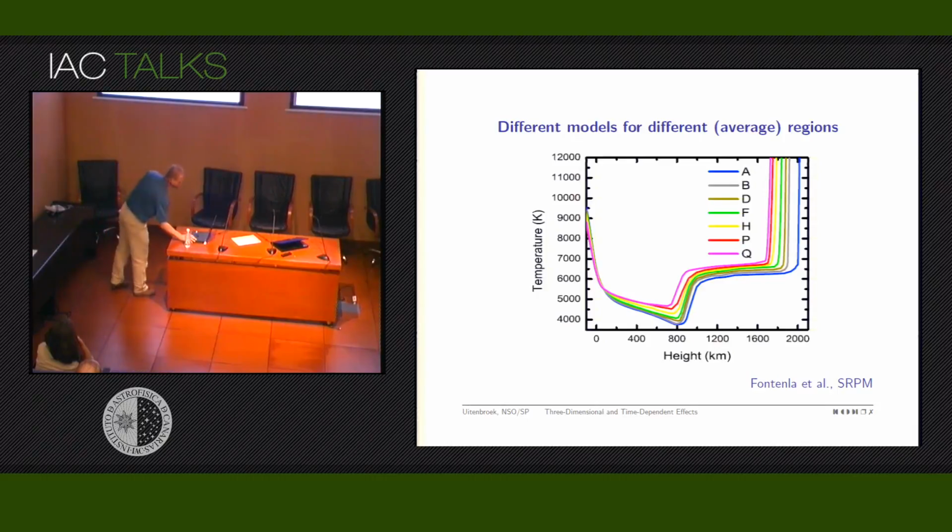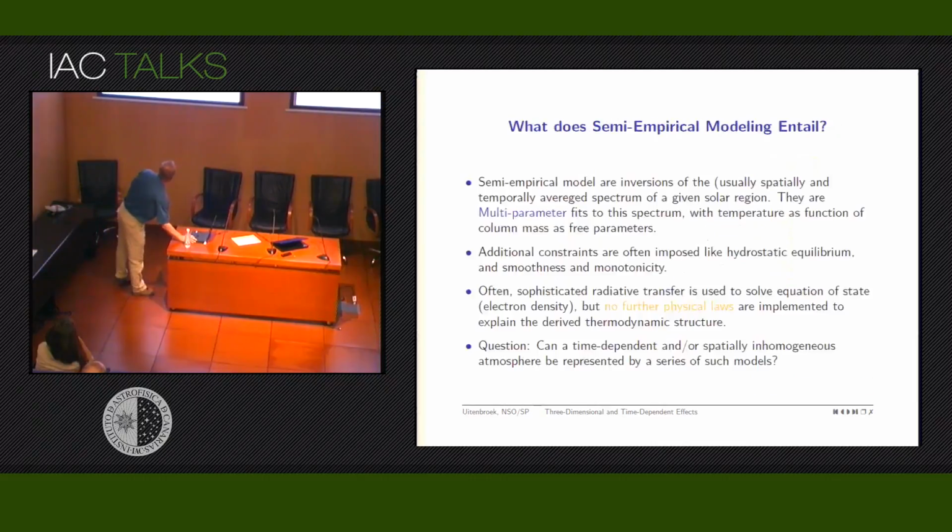However, of course, this assumes that each of these elements lives by itself and that each of these elements can be represented by a static model. How accurate is that? And of course, these semi-empirical models are inversions of an observed spectrum, but it's typically a spatially and temporally average spectrum of a given solar region, and therefore you can call them multi-parameter fits to this spectrum. But the model in this case is a hydrostatic model, which is a severe limitation.